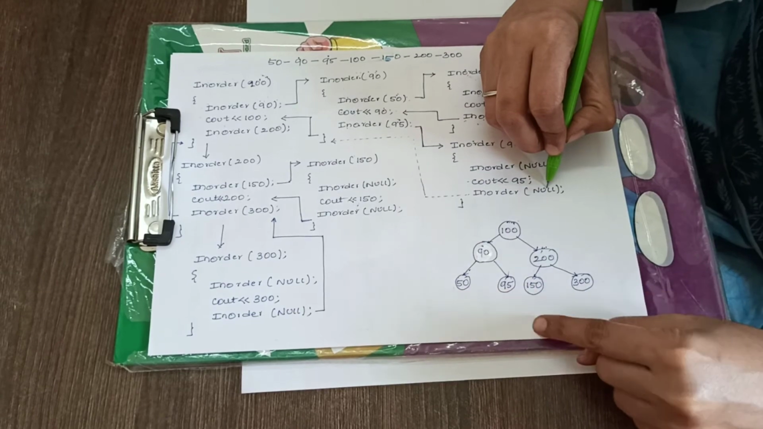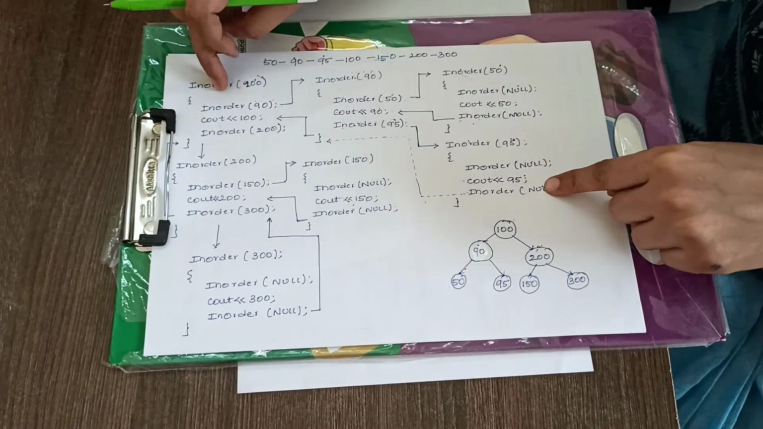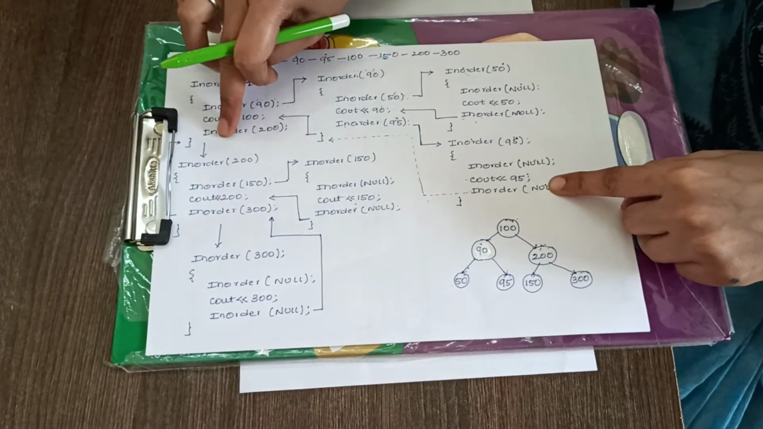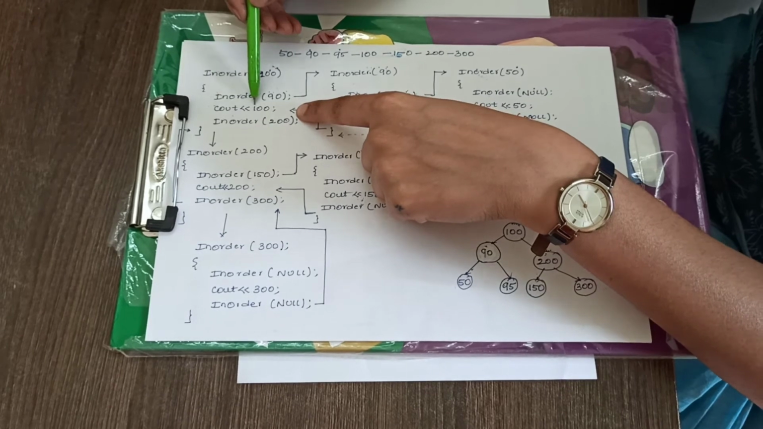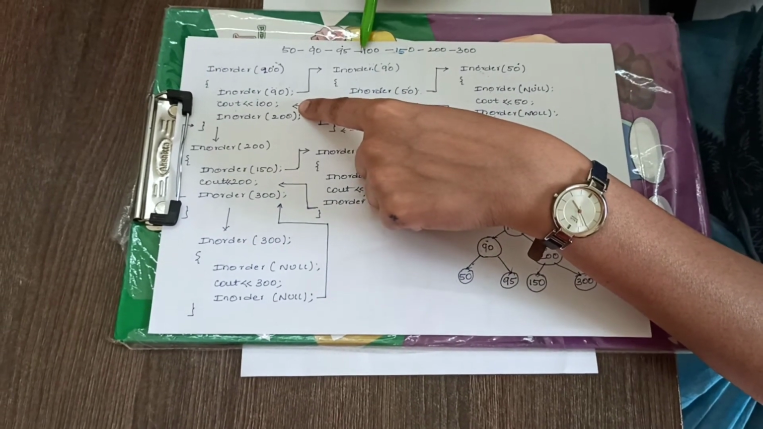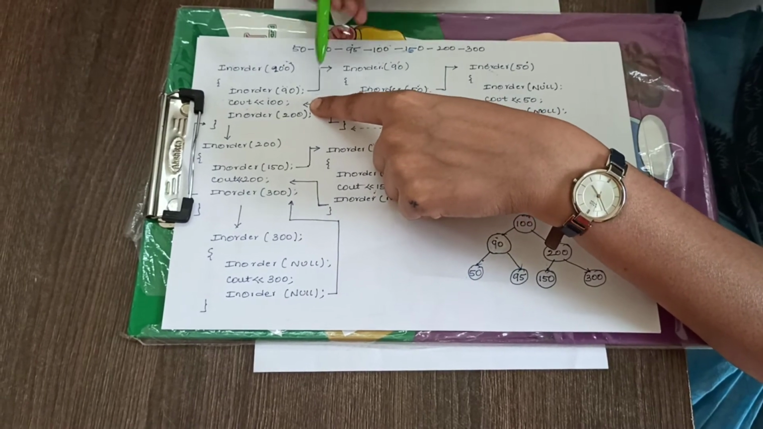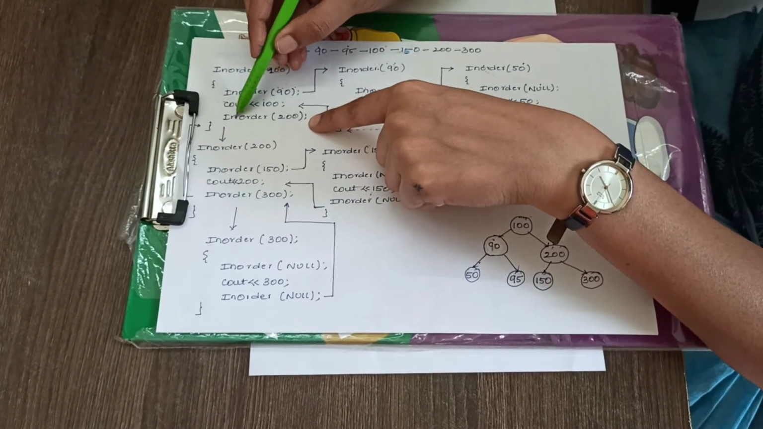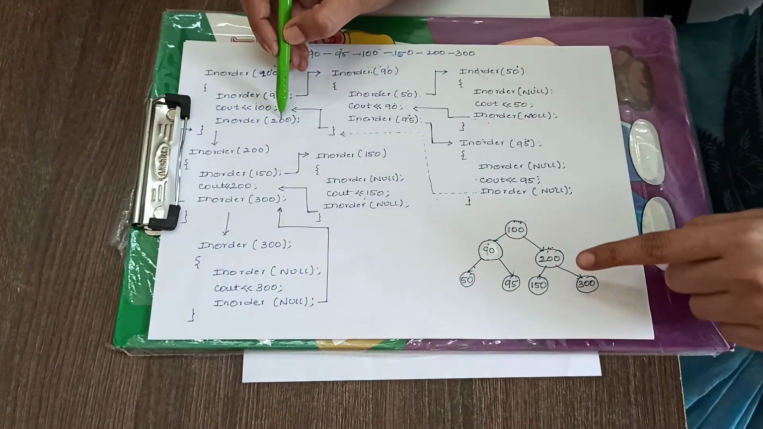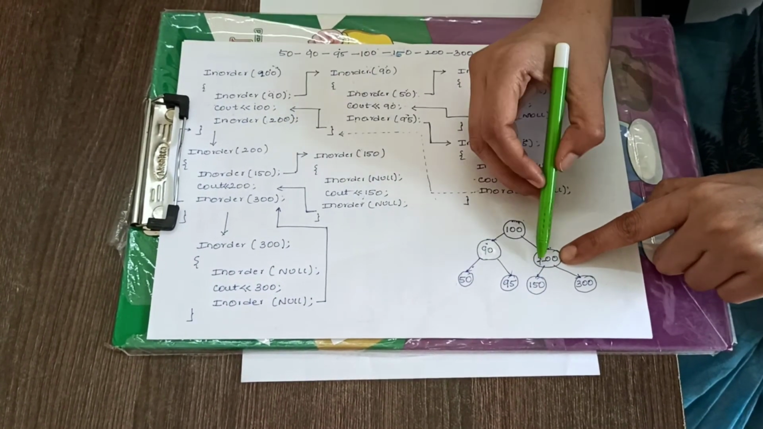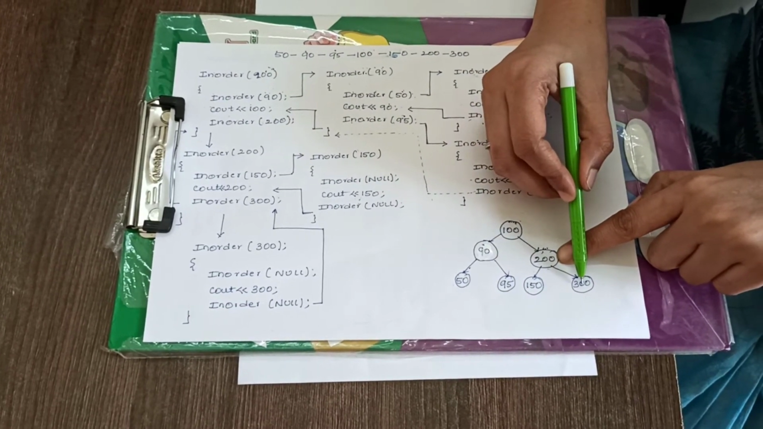There is no right child again, so the control is given back to the first function. When I give the control here, cout 100 is executed, and 100 is displayed on the screen. After this statement, the next statement must be processed, that is Inorder of 200. Now the root node is 200, which has two children: the left child 150 and the right child 300.